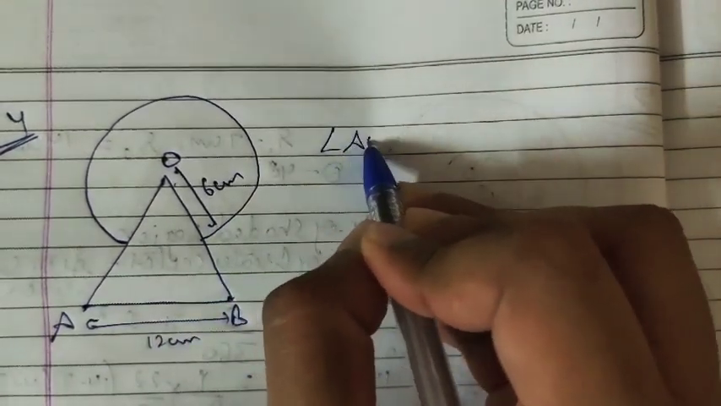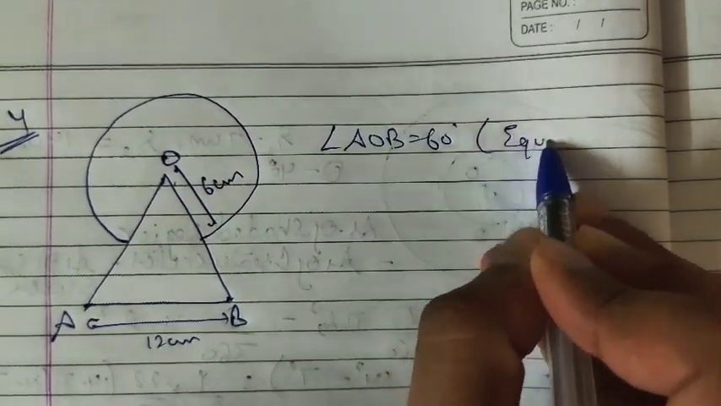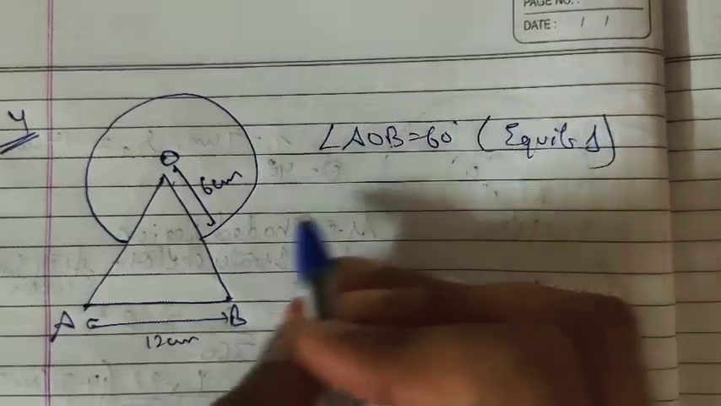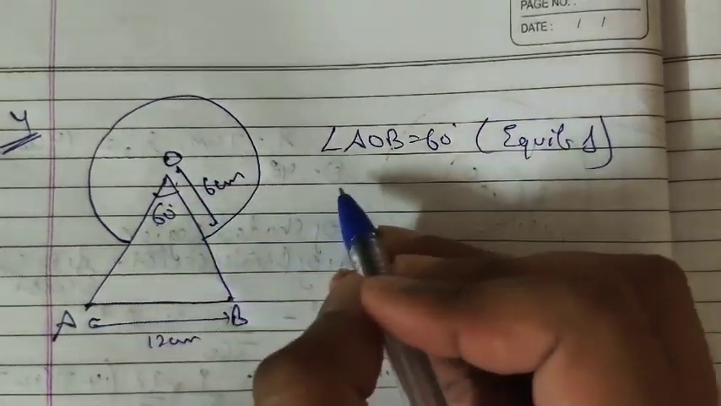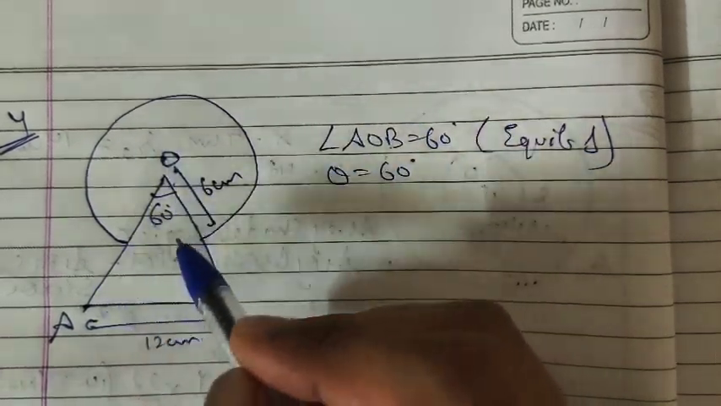So angle AOB is equal to 60 degree. Since it is an equilateral triangle, all the angles will be equal to 60 degree. So this is 60 degree. This implies theta is 60 degree, right? Now we have to find out the area of this region.